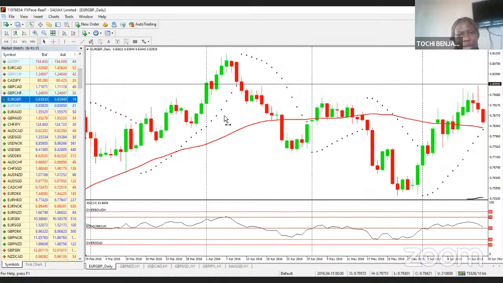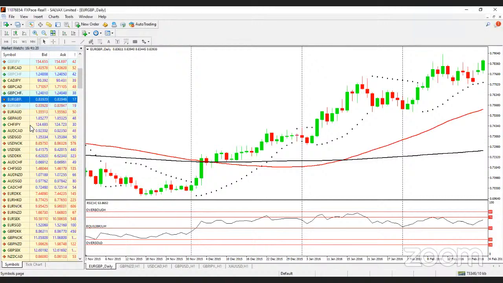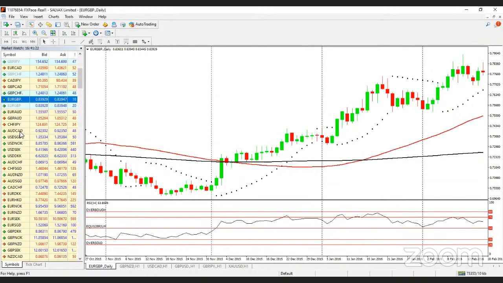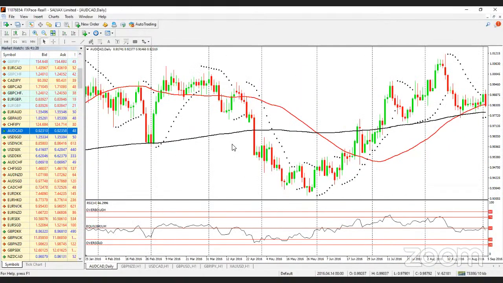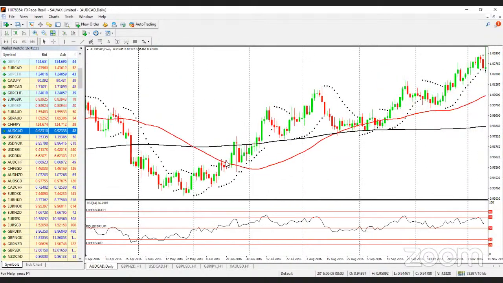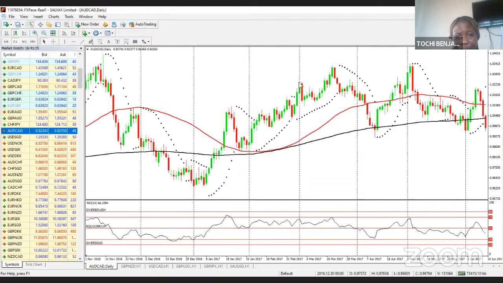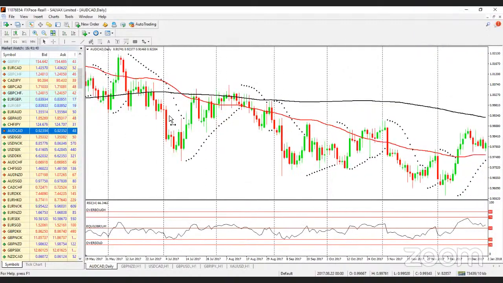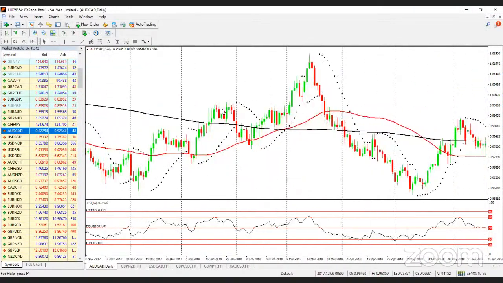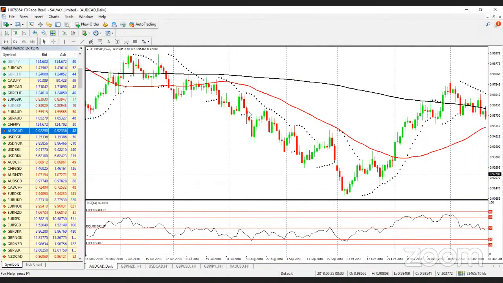I'm trying to get an abandoned baby. I know it doesn't happen often. Let me go to it. Let me go to the chart. See it here. Abandoned baby. It doesn't happen all the time. It's very rare, except on commodities.